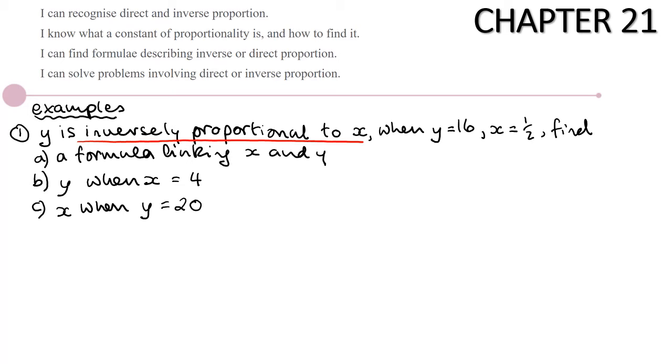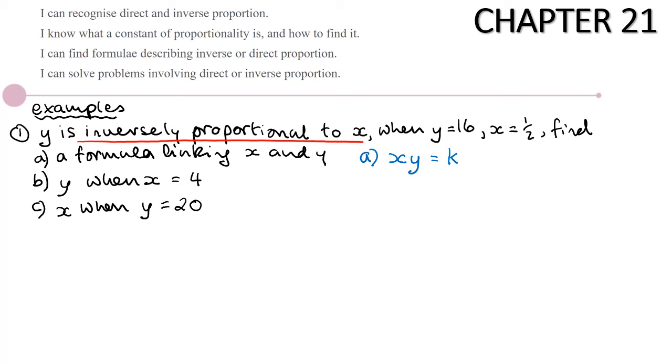Part A says find a formula linking x and y. Because it says inversely proportional, I know that when I multiply x and y, I'm always going to get the same answer in this question. I'm going to call that number k. So write x times y equals k.